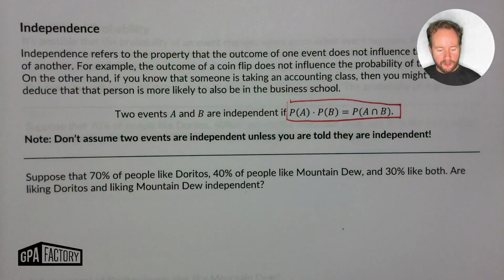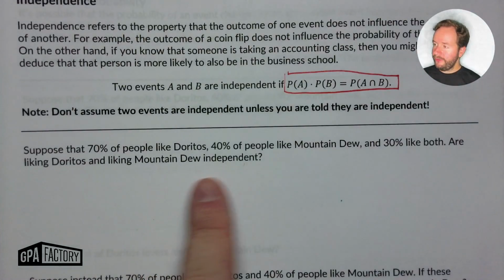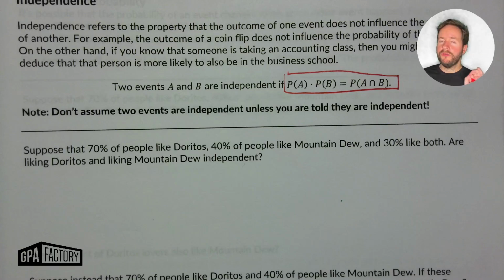So let's have a look. Suppose that 70% of people like Doritos and 40% of people like Mountain Dew. Delicious, fantastic combination of snacks. I'm sure that some of you guys are like, yeah, I too am a gamer.